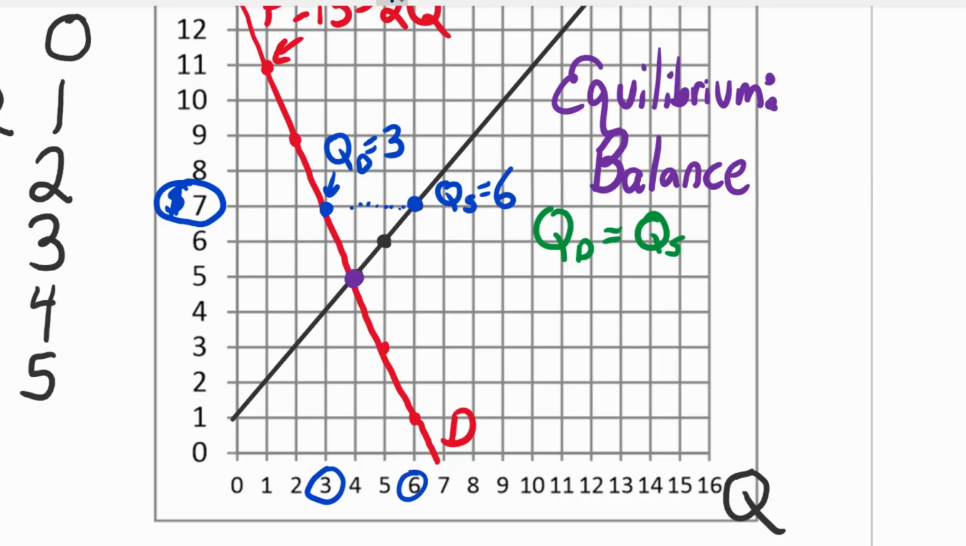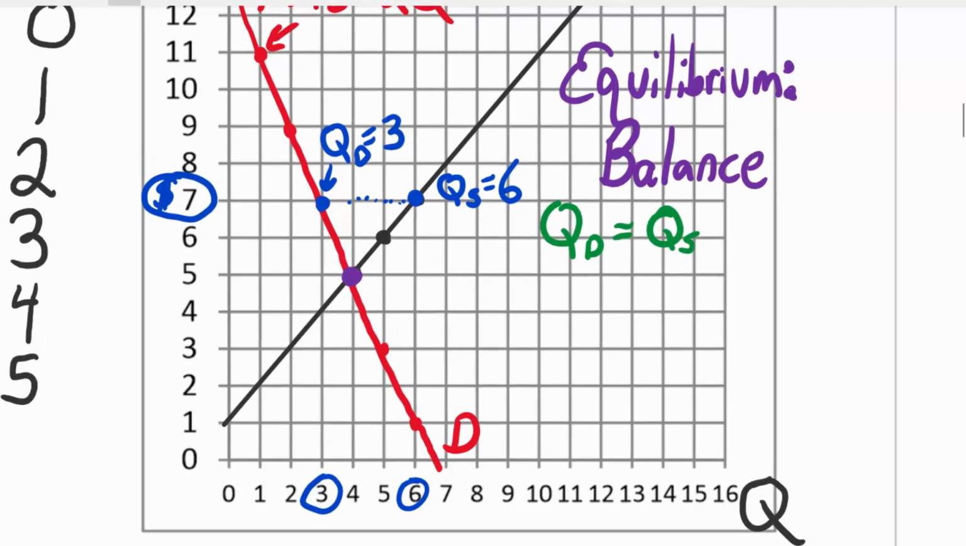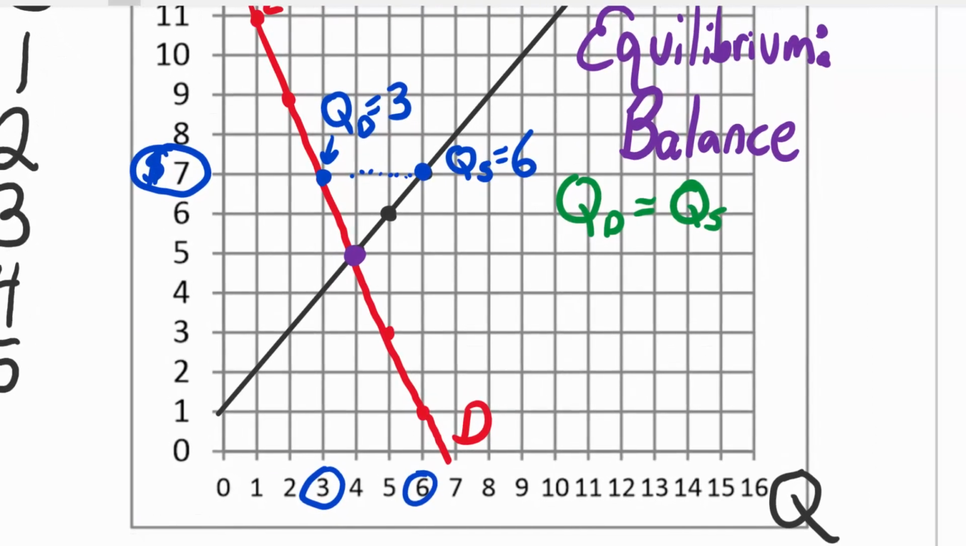Suppose the price was $7 today, what would happen? Sellers would be bringing 6 units to sell. Buyers would only want to buy 3 units. And we would have 3 units left over that nobody wanted to buy. What are we going to call those 3 units that are left over? Yeah, we're going to call that a surplus. Surplus is something that's left over. So we can look at that distance there between the 6 and the 3, and we're going to have 1, 2, 3 units left over in a surplus.